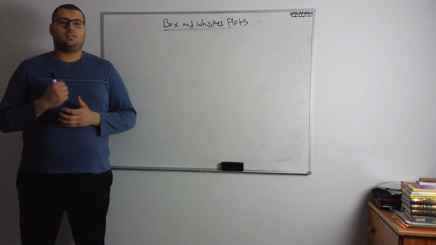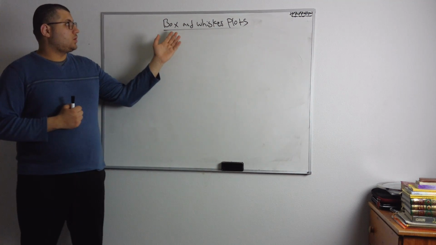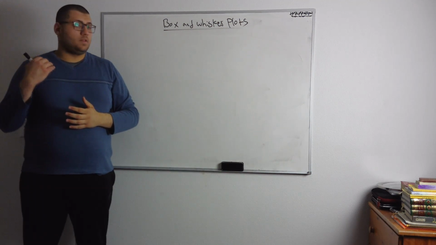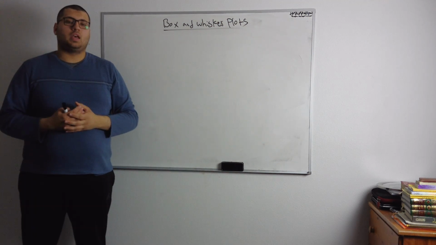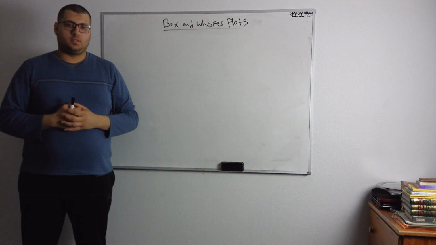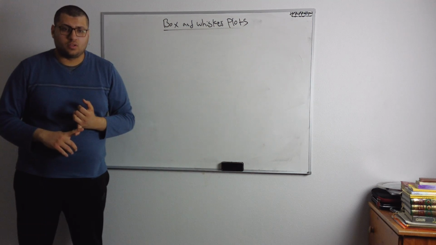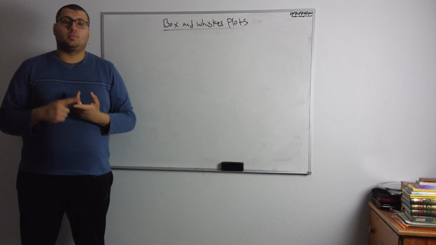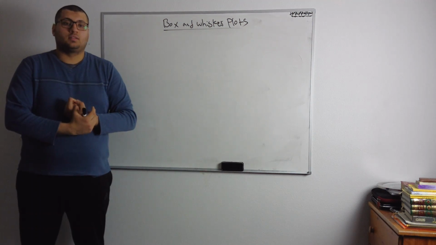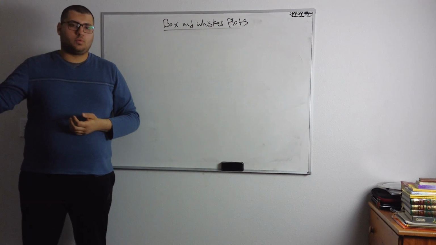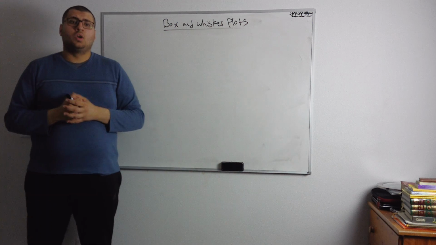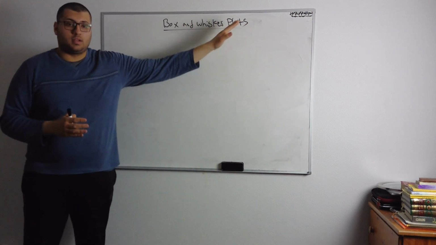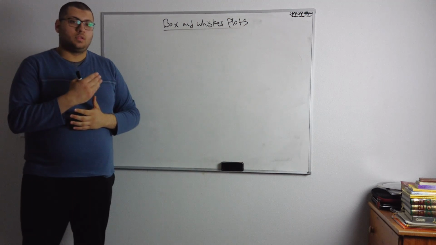As you can see in the title of the video, we are going to cover box and whisker plots. In previous videos, we covered how to represent data in so many different ways. You can represent data using graphs, data sets, data tables, stem and leaf plots, and scatter plots. There are so many other ways of representing data, but in this video, we are going to cover how to represent data using box and whisker plots. Okay? Let's get to it.